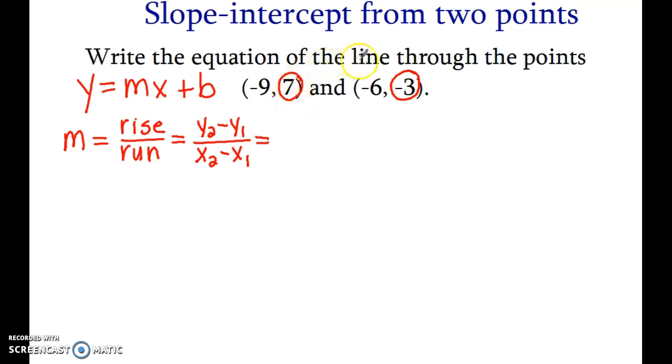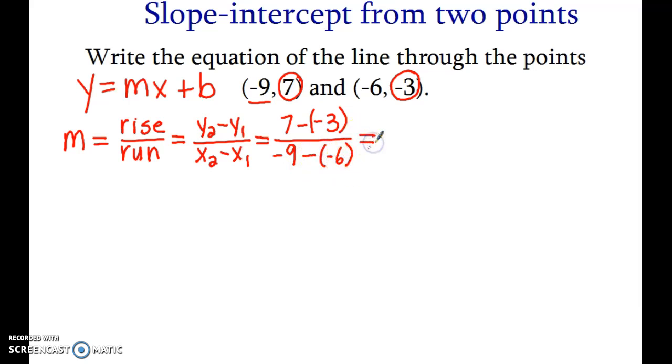So since 7 is larger than negative 3, I'm going to make this be my first term. So 7 minus, my other y is a negative 3. Make sure it's not 3, it's negative 3, so I'm going to write 7 minus a negative 3. Over, what is my run? Well, run is the change in x's. So since I started with the 7 here, I need to start with the negative 9. Negative 9 minus, and I'm subtracting a negative 6. So I didn't get to just write minus 6, that would have been a positive 6.